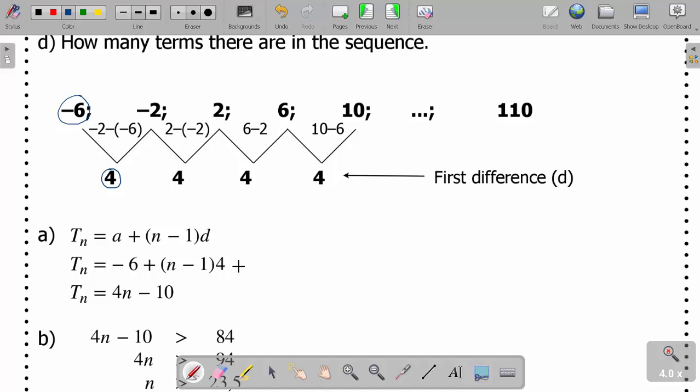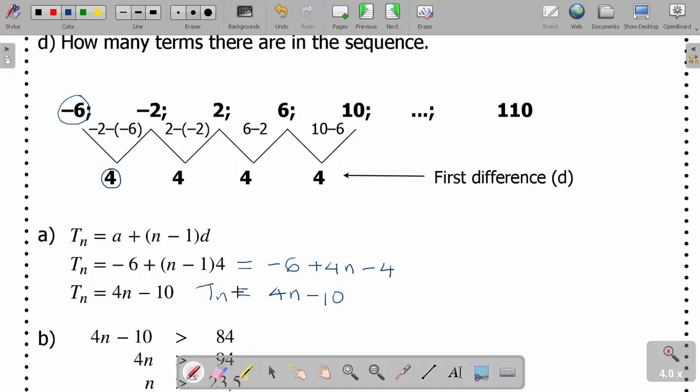In other words, here we have -6, then 4 times n, that is 4n, and then 4 times -1, that's -4. Now collect like terms. This 4n does not have any other like term, so I leave it the way it is. Then -6 minus 4 gives me -10. So that's how I get 4n minus 10 as our general term Tn. Hope we are together.